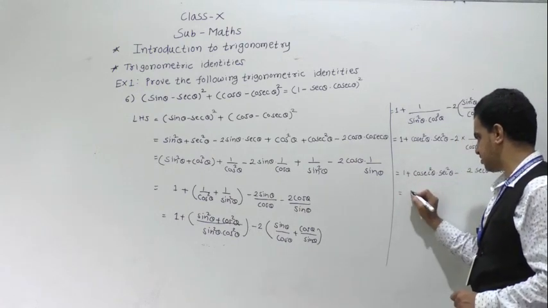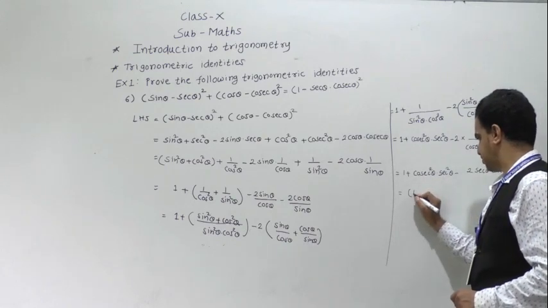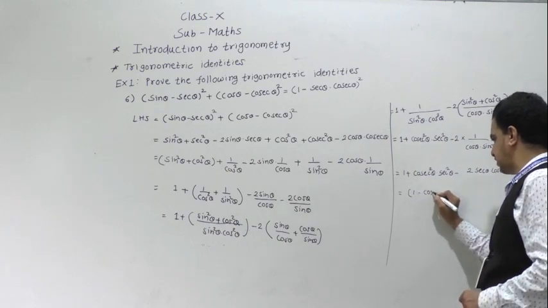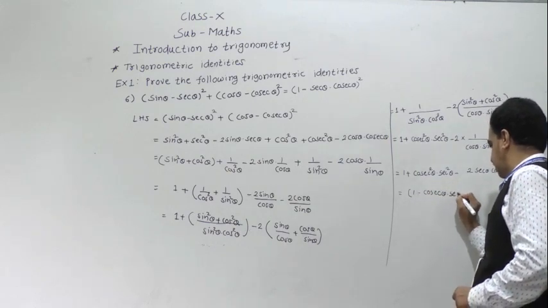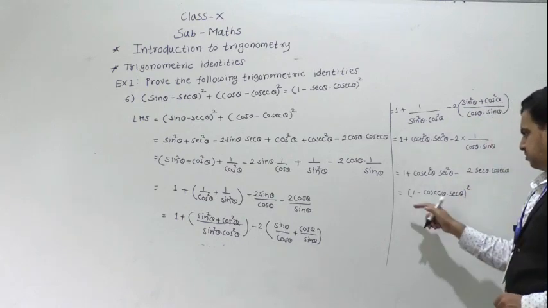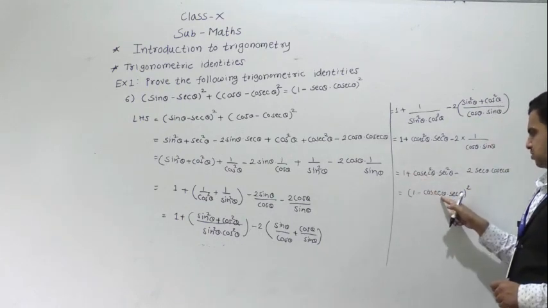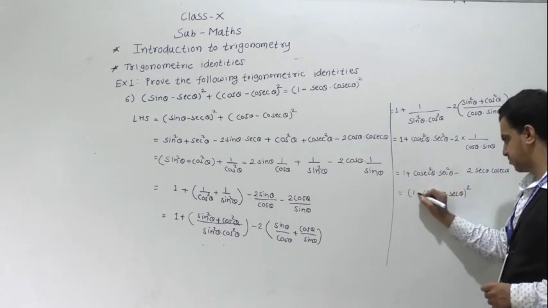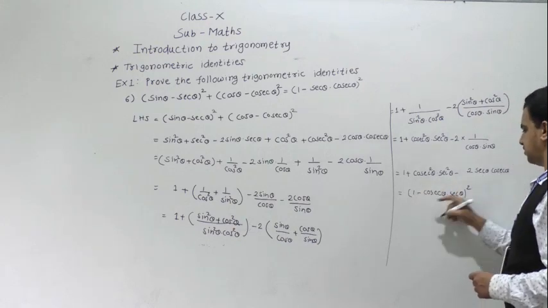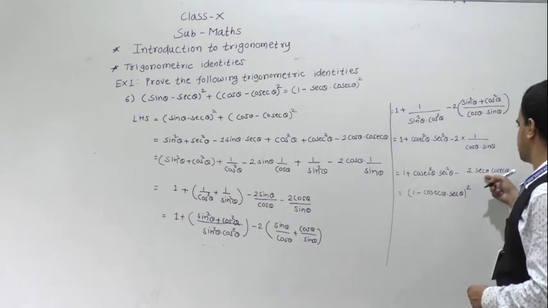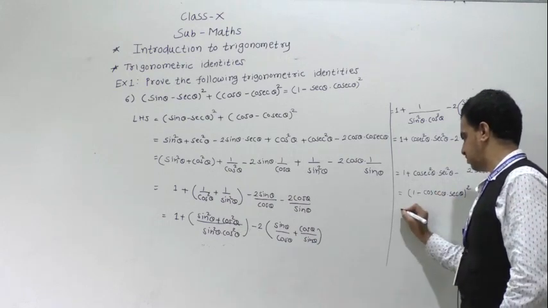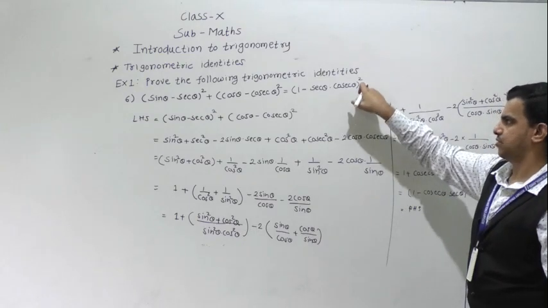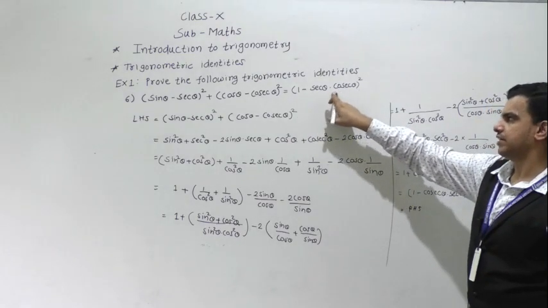Okay, so this expansion, if we observe this, is the expansion of (1 minus cosec theta into sec theta) bracket square. Okay, see here, 1 square is 1, plus cosec square theta into sec square theta, minus, because the middle sign is minus, so minus 2 sec theta cosec theta into 1, that is 2 sec theta into cosec theta, and this one is the RHS. Okay, (1 minus cosec theta into sec theta) bracket square, or (1 minus sec theta into cosec theta).